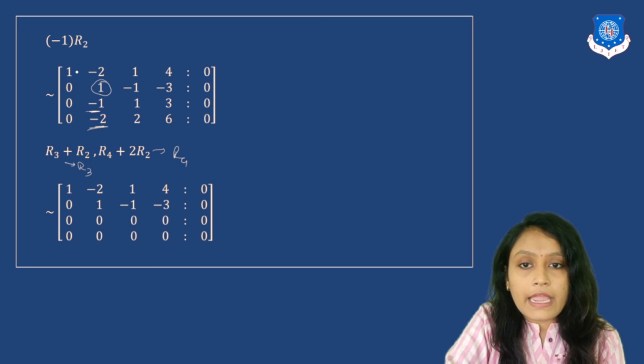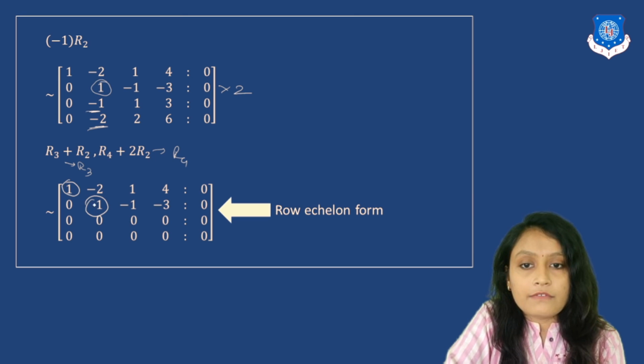Now we have to just add these two rows, that is second row and third row. So 0 plus 0, 0, then 1 minus 1, 0. Then minus 1 plus 1, 0, minus 3 plus 3, 0. And here we have to multiply it by 2 and add in this fourth row. So you will get 0 everywhere. Now this is our row echelon form. Here we have this 1 as a leading one, and we have 0 below the leading one.